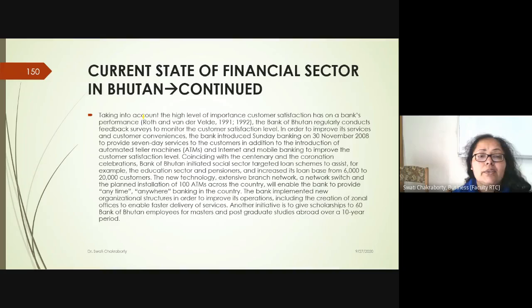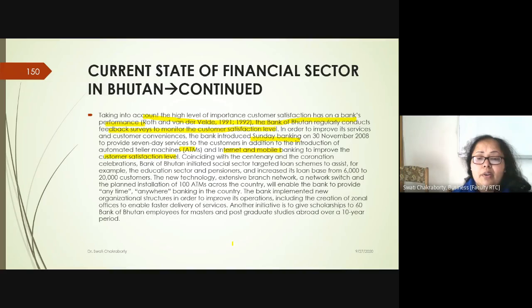Now, taking into account the high importance that customer satisfaction has on a bank's performance, the Bank of Bhutan regularly conducts feedback services to monitor the customers' satisfaction level. So in order to improve their services and customer service conveniences, the bank today has what is called Sunday banking, right? So 7-day services, right? Other than that, also with the introduction of ATMs, internet and mobile banking to improve their customer satisfaction level, right?